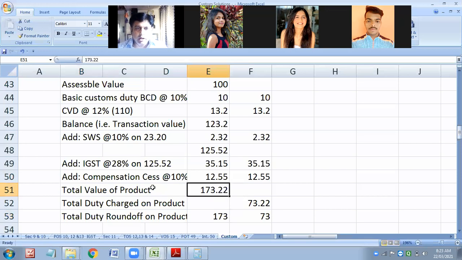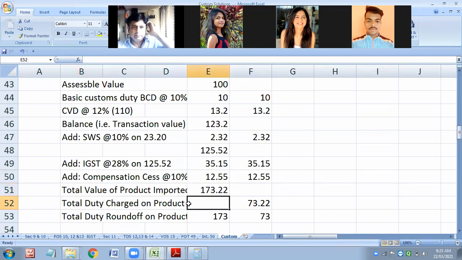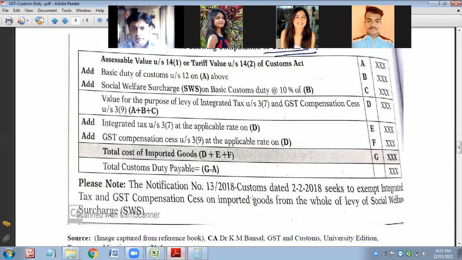The total value of product imported. And this is the total duty charge. Here I have given the segregation, otherwise if you see what is given in the format: from assessable value, if we deduct the total value of imported things, what we get, from that if I deduct the assessable value, will be the total custom duty payable, including this GST or compensation cess.